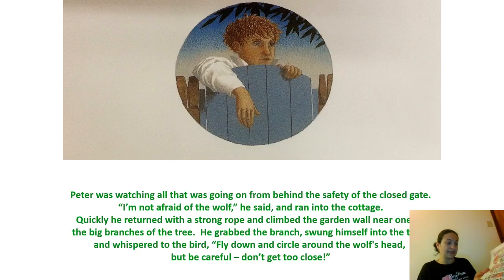Peter was watching all that was going on from behind the safety of the closed gate. That's number 20. "I'm not afraid of the wolf," he said, and ran into the cottage. Quickly, he returned with a strong rope and climbed the garden wall near one of the big branches of the tree. He grabbed the branch, swung himself into the tree, and whispered to the bird, "Fly down and circle around the wolf's head, but be careful, don't get too close." As you could also see, number 22 is kind of lowering. Oh, and if number 20, if your Peter doesn't have eyes, that's okay. You could just draw them in. So we're up to number 22 right now.